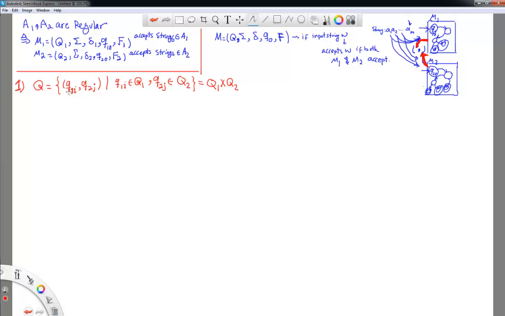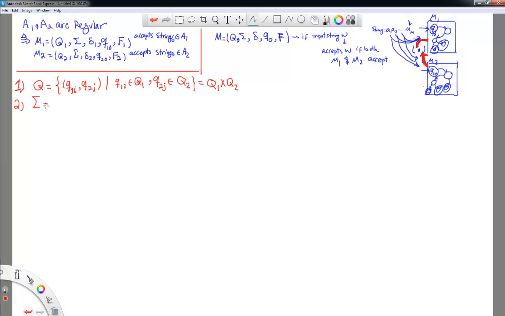This way, when a new input symbol comes in, I replicate it and give it to machine 1 and to machine 2, and then I let them do their process. When another symbol comes in, I replicate it and give it to machine 1 and machine 2 and let them do the processing side by side. So that's part 1 of defining my automaton.